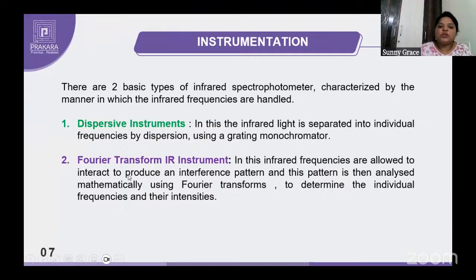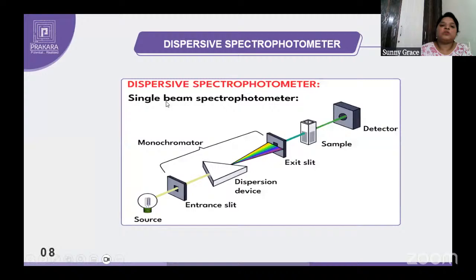When I say Fourier transform infrared instruments, the infrared frequencies coming out of the sample are allowed to interact and produce an interference pattern, either constructive or destructive. This pattern is then analyzed mathematically using Fourier transform to determine the individual frequencies and their intensities. Here we will see these instruments in detail. These are the dispersive spectrophotometers, which can be single beam or double beam.